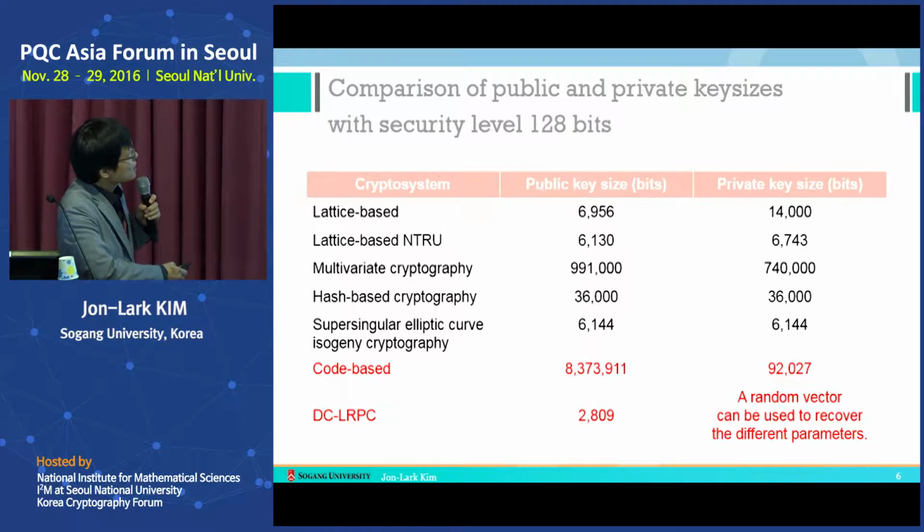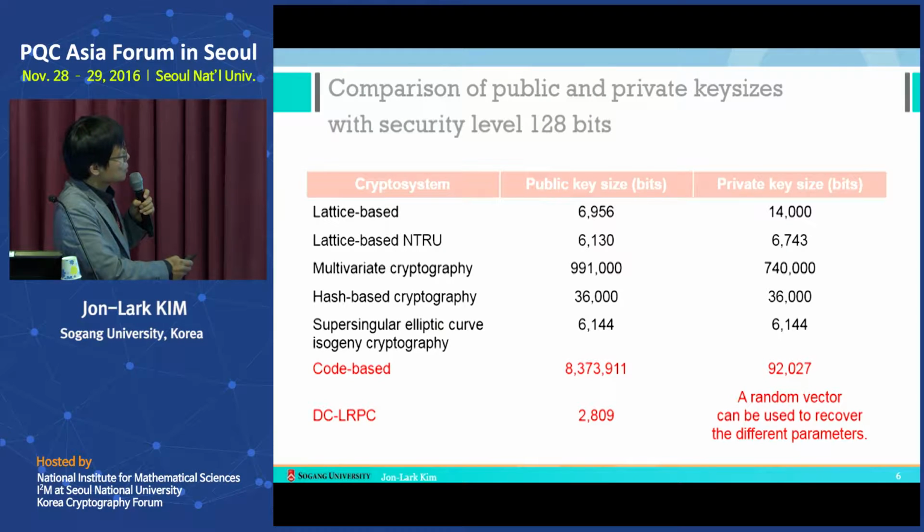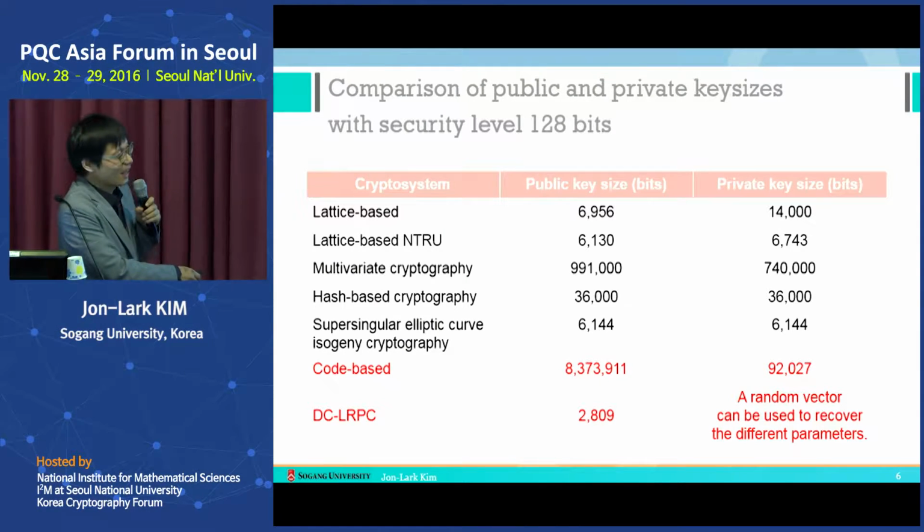Here's the key size of these various crypto systems. These are well known, so they have relatively small public key size and private key size for these well-known lattice-based crypto systems. However, this code-based crypto system, introduced first by McEliece a long time ago, will have this level of security using 8 million bits. This is too big. We need 8 million bits to be safe for public key size.